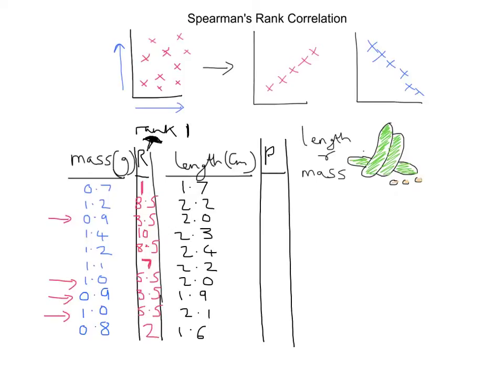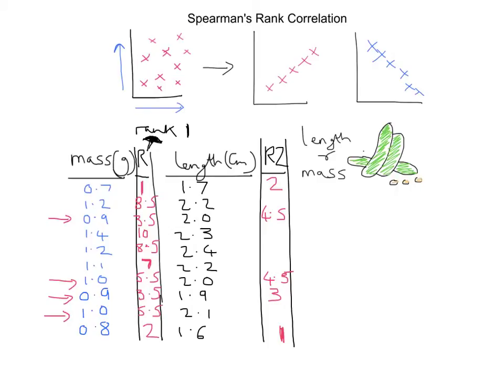Now we're going to need to do rank 2. This time we're going to need to rank all of our lengths. If we do the same, this would be our first rank because this is the smallest length. We've got our second smallest length up here, that's number 2. We've got number 3 here. Then we've got two numbers the same, so this would be a 4.5, and this one here would be 4.5, because we've got two lengths both at 2 centimetres long. So we find the equivalent rank, 4.5, 4.5.